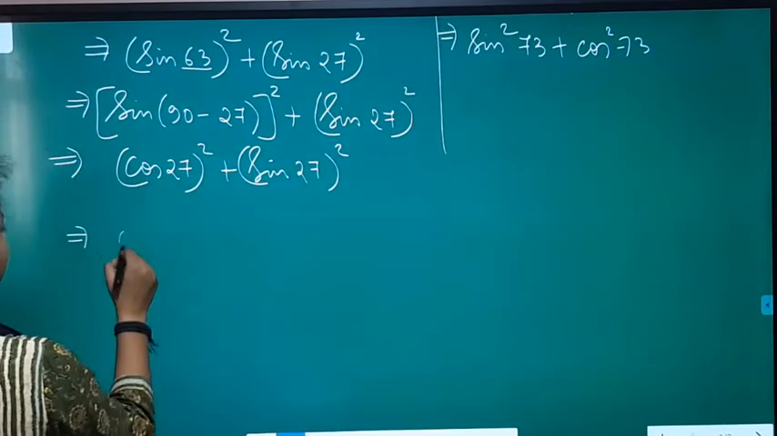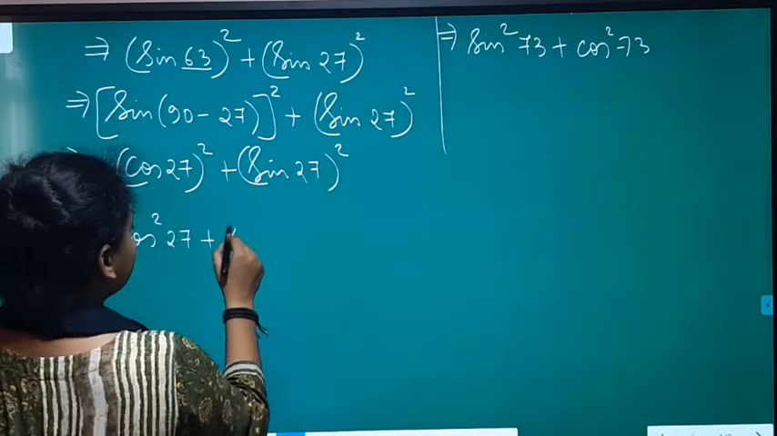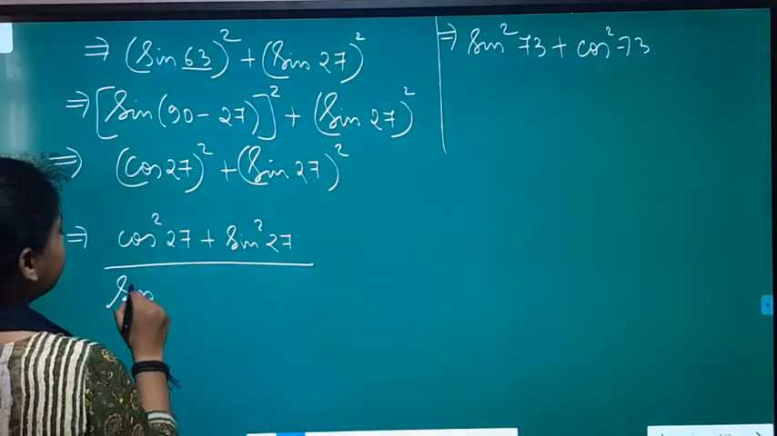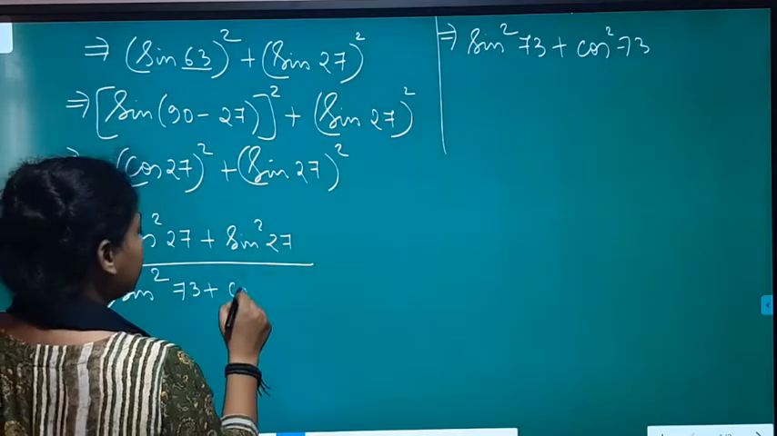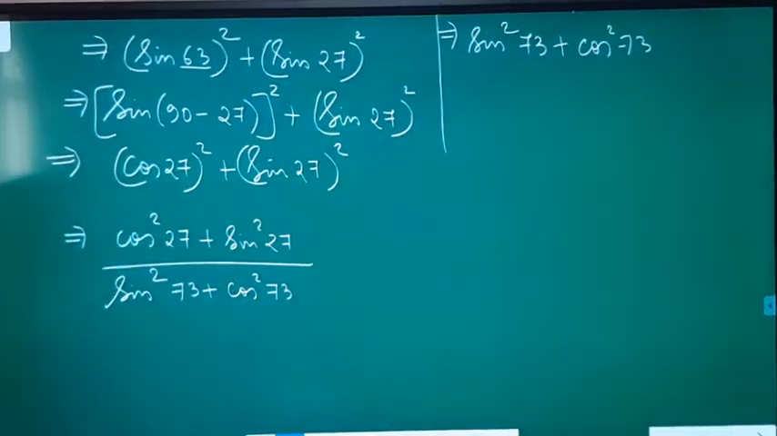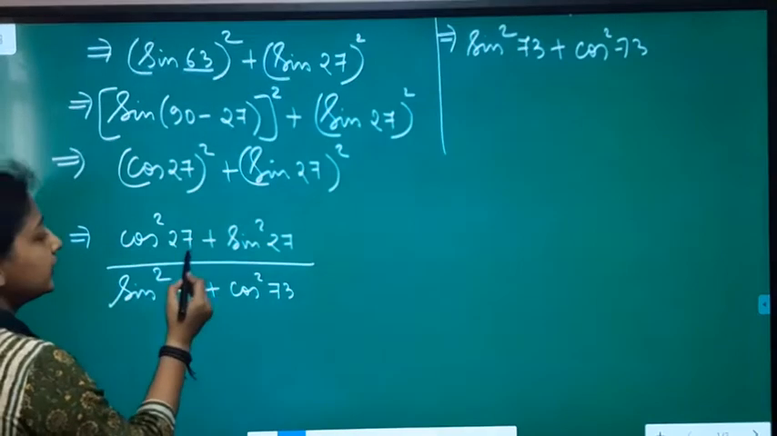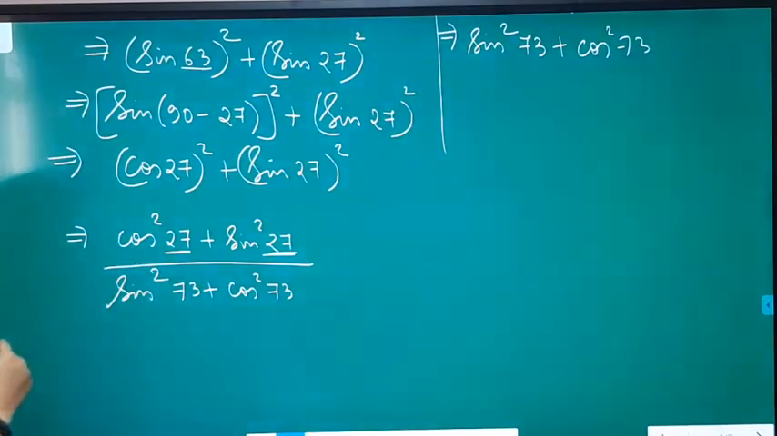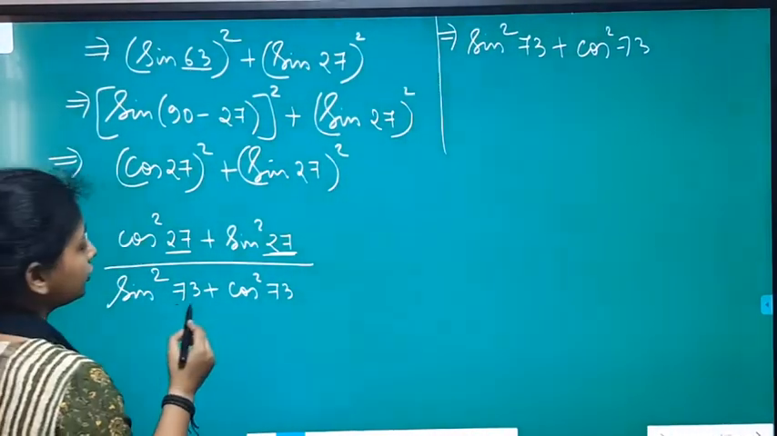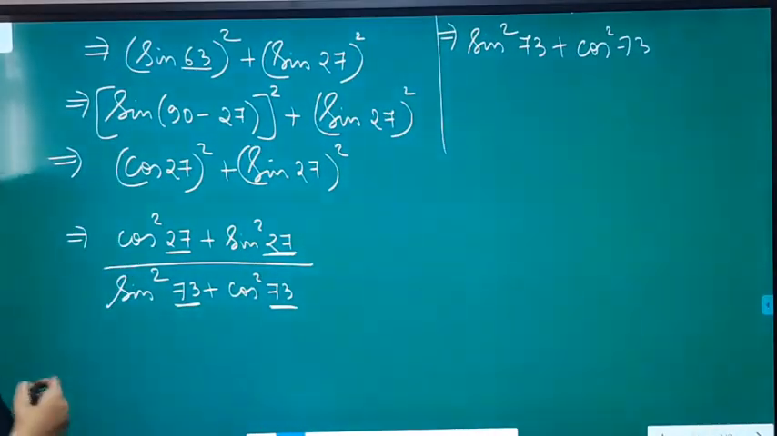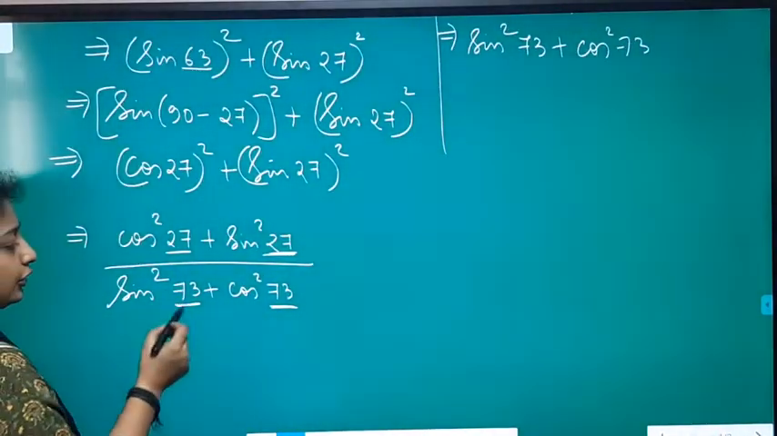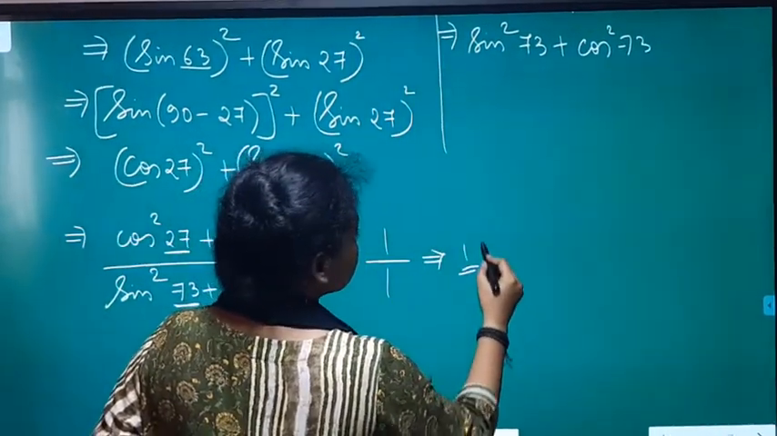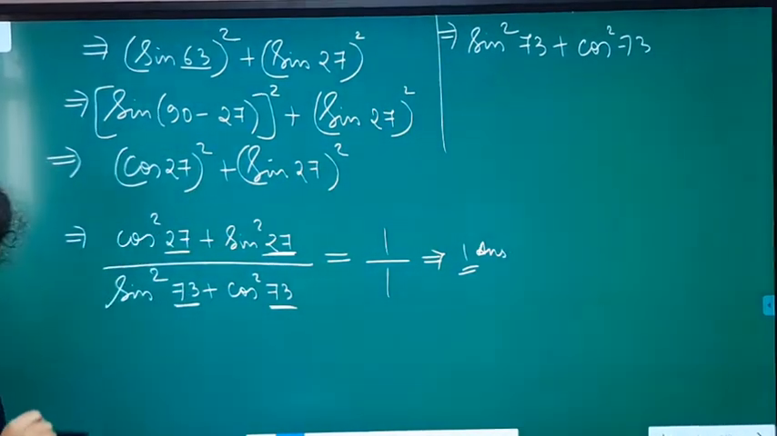Now again see, cos square 27 plus sin square 27, and in the denominator we have sin square 73 plus cos square 73. We know from identity 1, cos square theta plus sin square theta is equal to 1. Here the value of theta is 27. In the denominator also, sin square theta and cos square theta should be equal to 1. Here the value of theta is 73. This implies that the answer is 1. This is the first part.